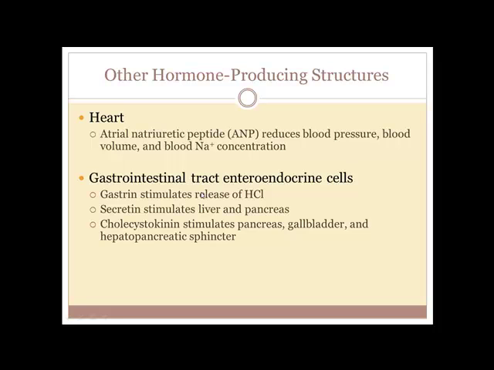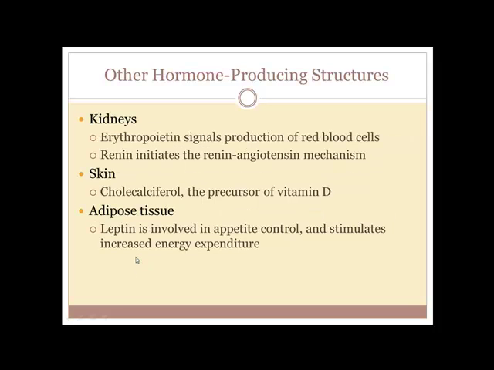So our other hormone producing structures, we have our heart, which will produce atrial natriuretic peptide. That'll be the hormone that's responsible for reducing our blood pressure. Within our GI tract, we'll have gastrin, secretin, and cholecystokinin. Gastrin will affect the stomach, and it'll stimulate the release of hydrochloric acid to help break down food. And secretin and cholecystokinin, these guys are going to help our liver and our pancreas function properly so we can increase absorption of nutrients in the small intestines.